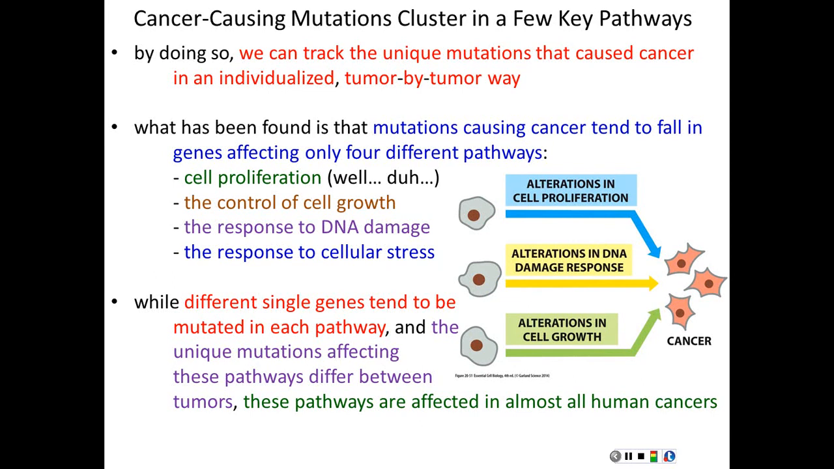What mutations there are, what genes are affected, how the pathways are altered, differs between different patients and different tumors. But the fact that these four pathways are affected tends to be conserved. It is the under or overactivity of these pathways that is believed to cause cancer.